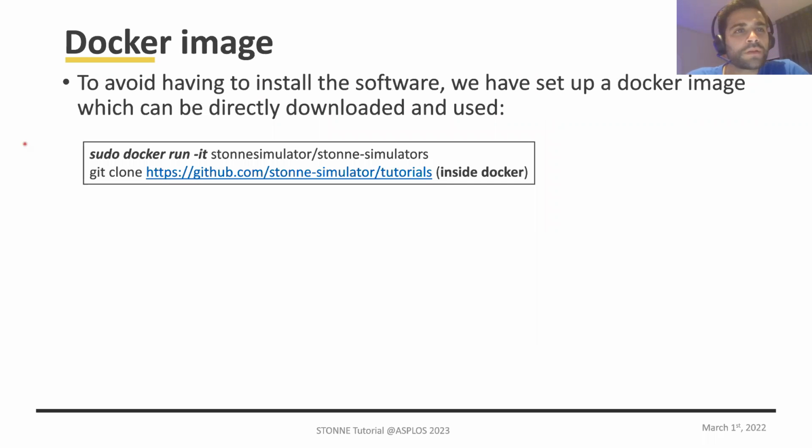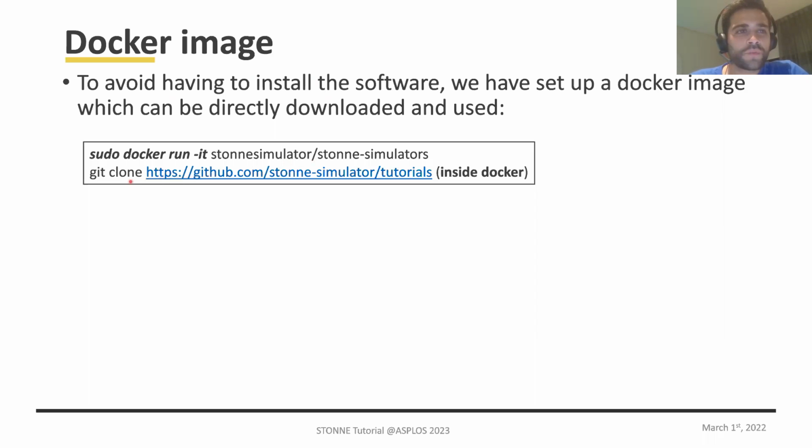The best thing is that, in order to avoid some headaches regarding the installation of STONNE, we have set up a Docker image, which can be just downloaded and used by running this command that you can see here, sudo docker run, and then this is the Docker image that you can fetch and run. Once you are inside the Docker, everything will be set up there: STONNE, OMEGA, and SST-STONNE. Everything will be installed. You can use it. You can simulate any layer, any DNN, anything.